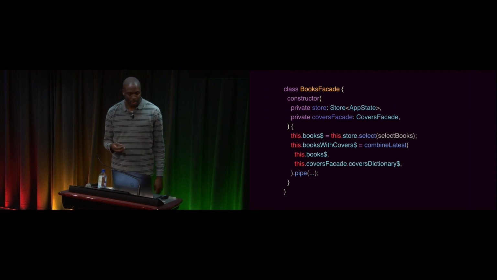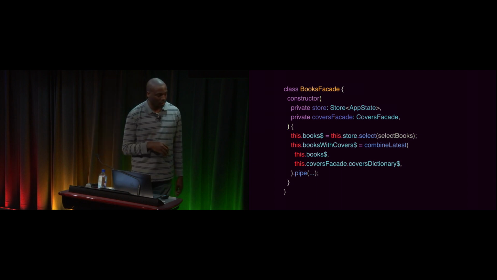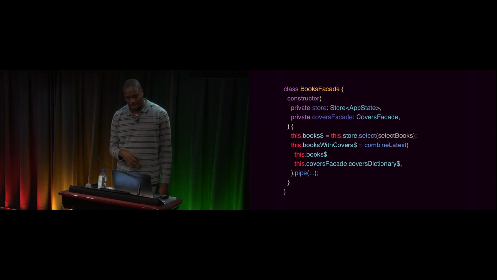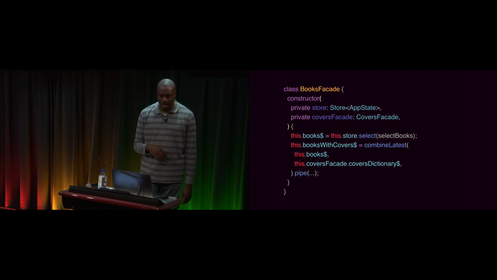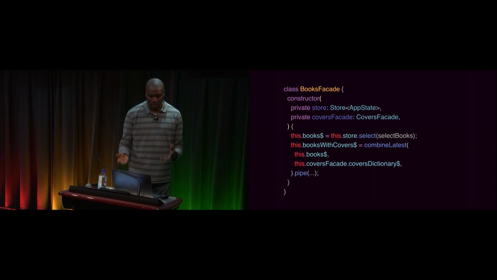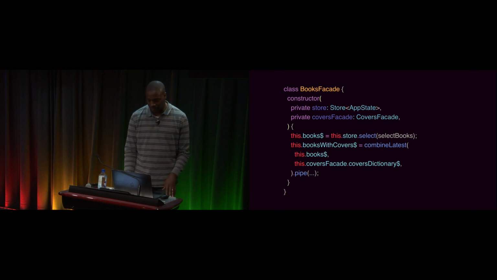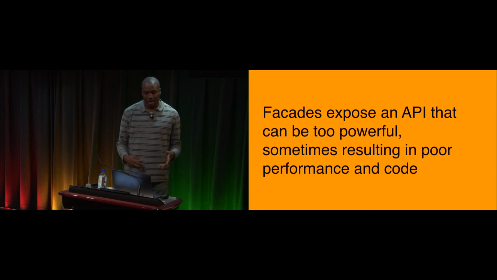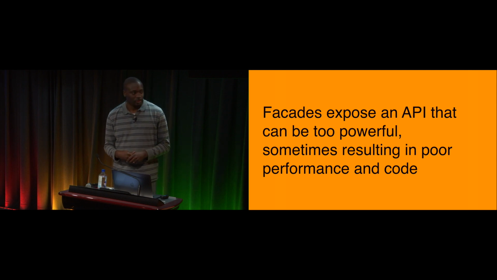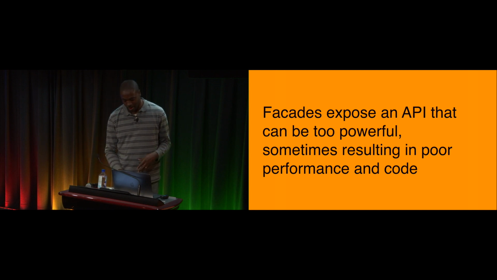So that's part of the hesitation that we've had with using facades with NgRx. As you can see here, as another example, I'm using combineLatest to select some books, and then I'm using another facade to select the covers. Later down the road, I could add another stream there, and then I'm running those multiple times based on how many streams I have. So facades can expose an API that can be too powerful or result in poor performance in code. Another way to say it is they're like a foot gun that you're not aware of when you start using them in the beginning. But we don't want foot guns, right?